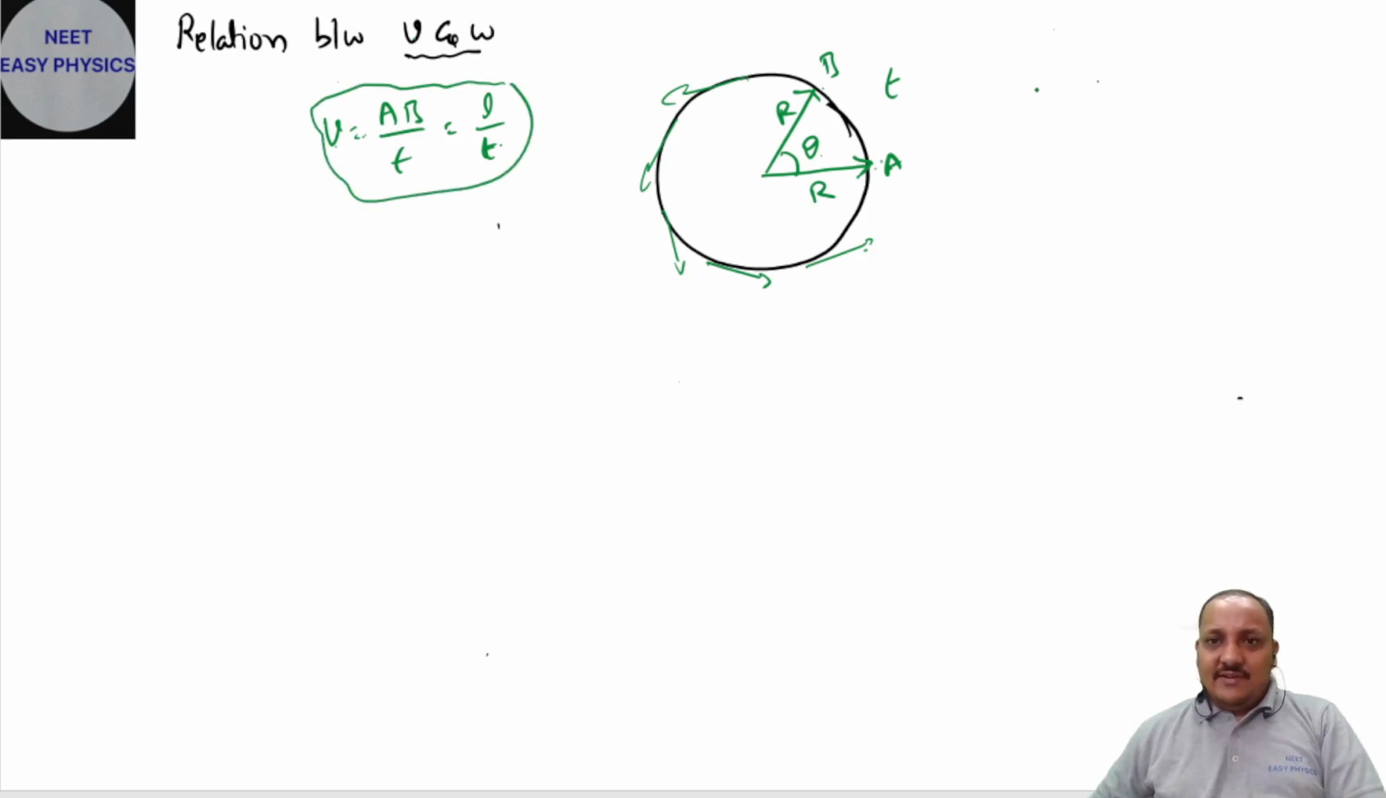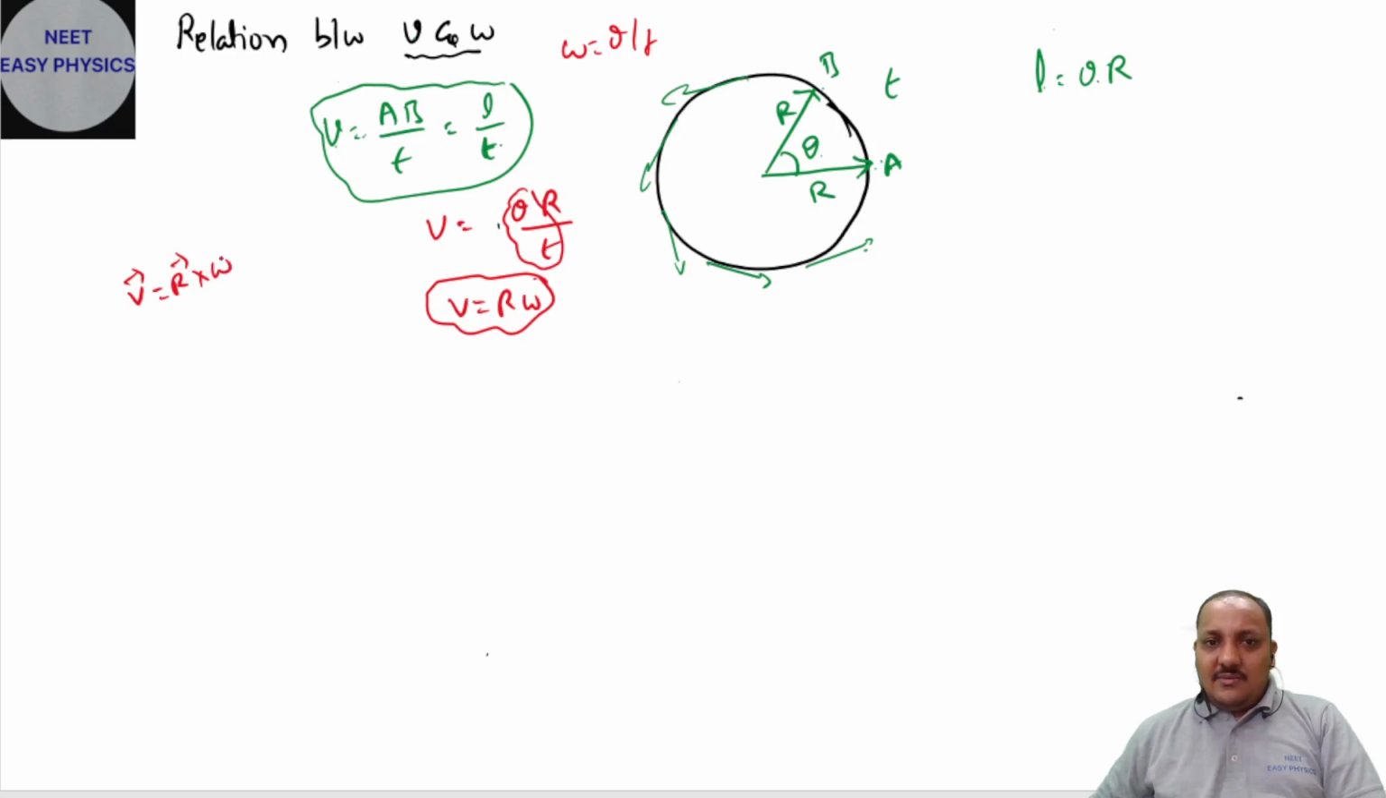In basics, we have given arc length L is equal to... In the distance and displacement case also we give. So what is the arc length? L is equal to theta r. Substitute. So v is equal to theta r by t. So what is theta by t? We came to know, angular velocity is theta by t. Therefore, v is equal to r omega. So in vector notation, they will write v bar is equal to r bar cross omega bar.